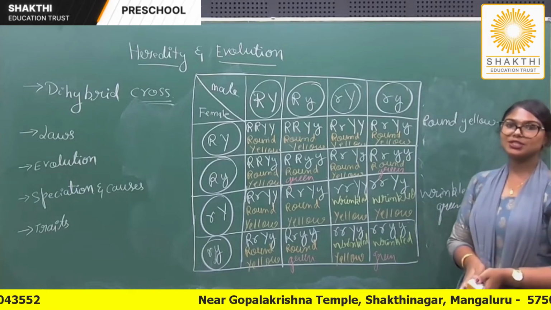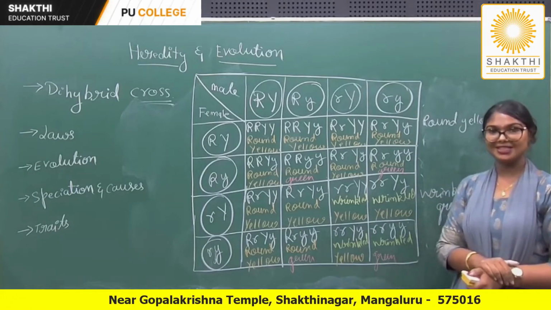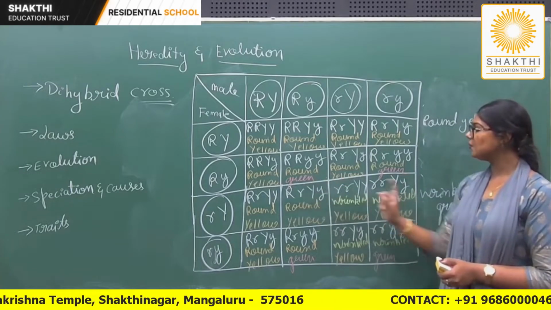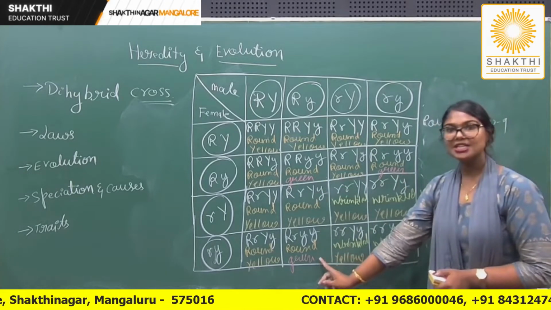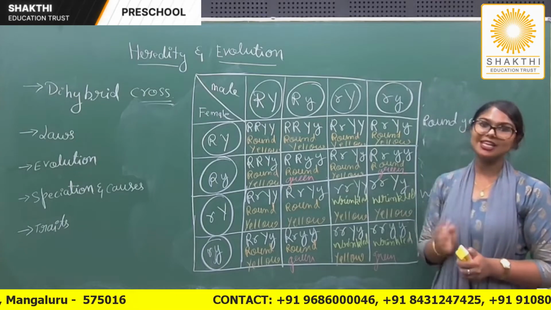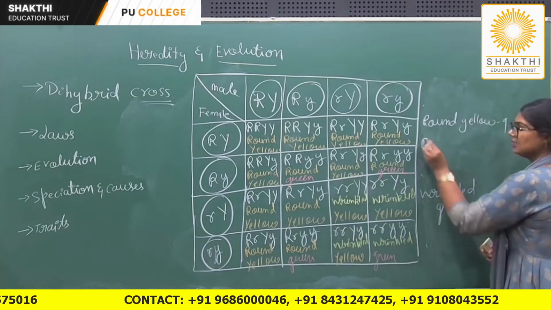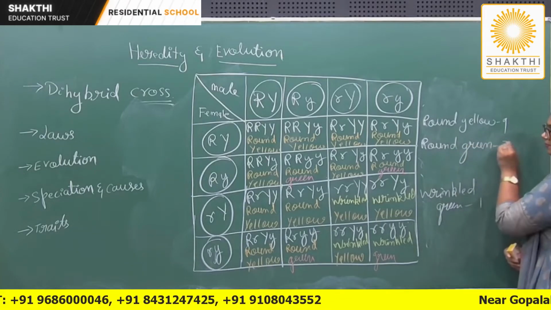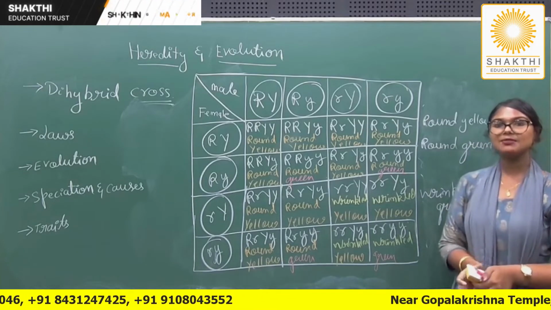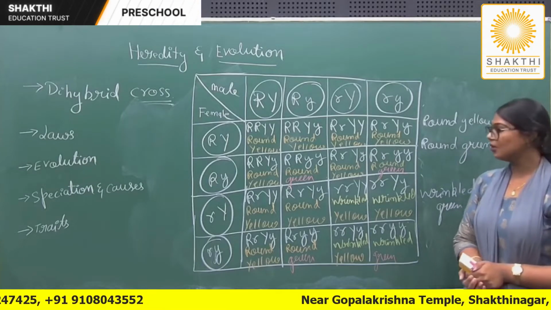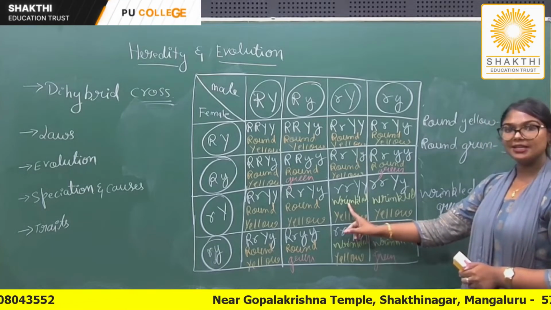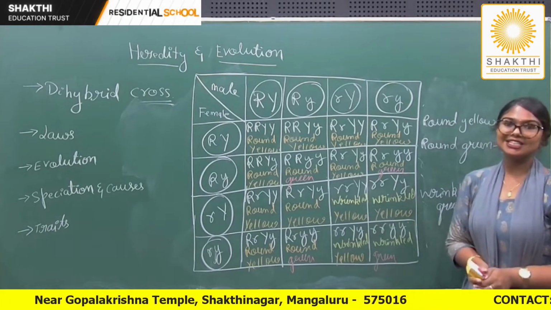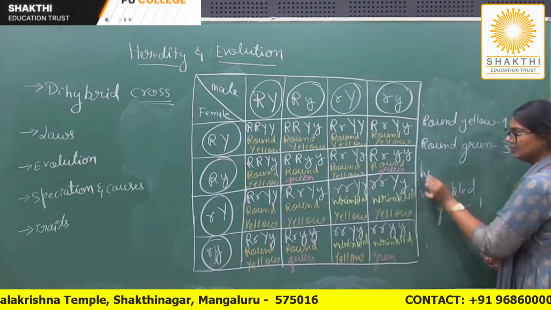Next, what are the options, students? Round yellow is done. Next will be round green. So quickly, round green 1, round green 2, round green 3. So we have 3 round green seeds. Round green is 3. Next, we are left with wrinkled yellow. So wrinkled yellow 1 here, 2 and 3. We have 3 wrinkled yellow seeds.